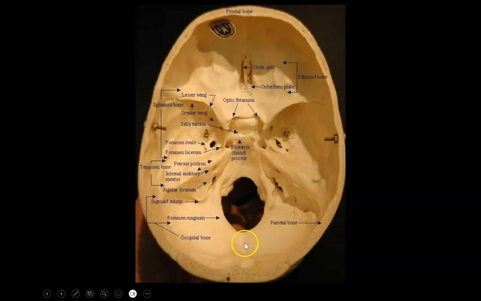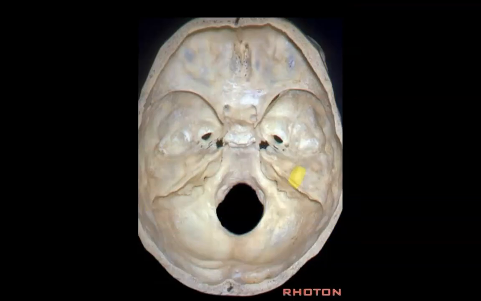And then we have the internal occipital protuberance, internal occipital ridge, and the grooves for the transverse sinuses. Again, you can say it here, here, here, and here.